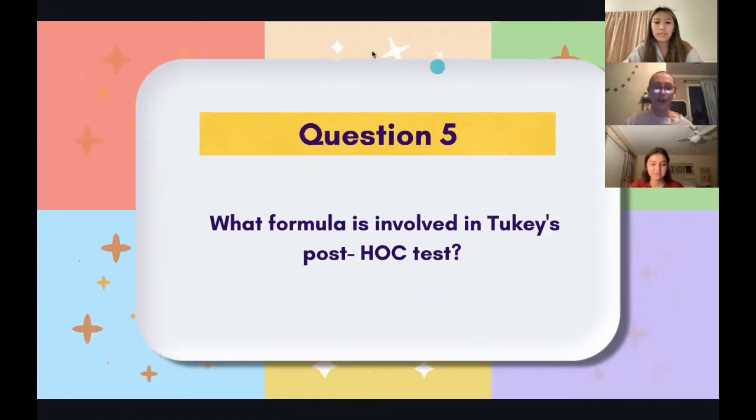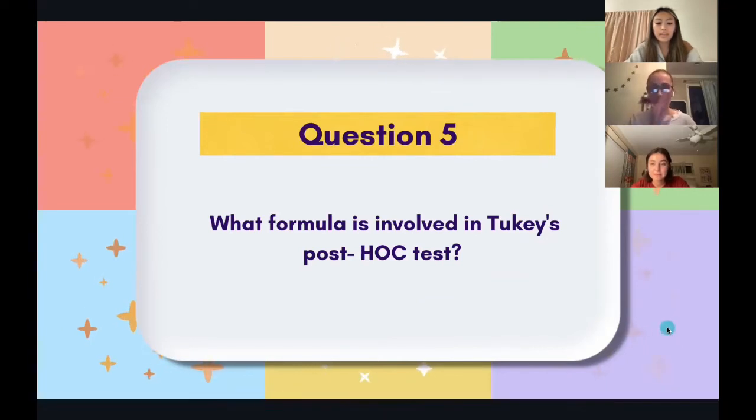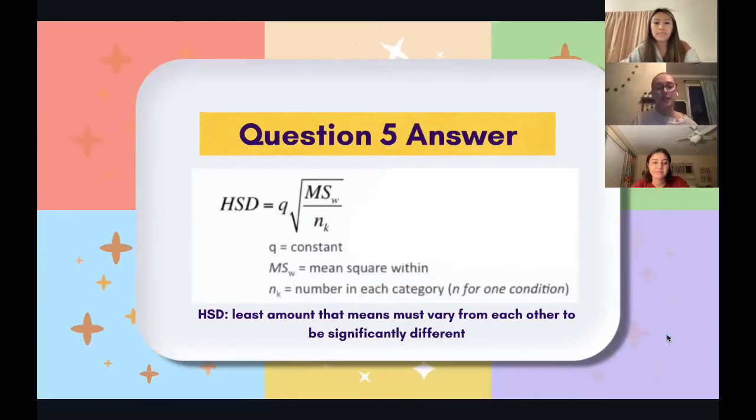Moving on to question five. What formula is involved in Tukey's post-hoc test? Anybody know? I think that the formula has HSD in it, and I think there's a constant variable. That's a good start. So this equation is a little bit complicated, but for Tukey's equation, it's HSD, which is the least amount that means must vary from each other to be significantly different, equals Q, which is the constant, times the square root of MS, which is the mean squared within, over N, which is the number in each category.